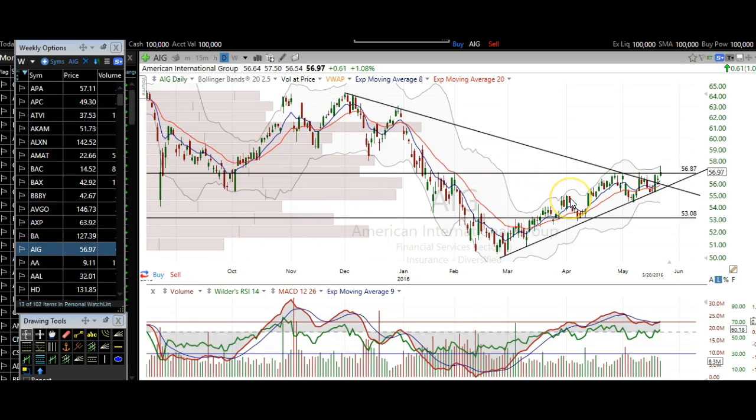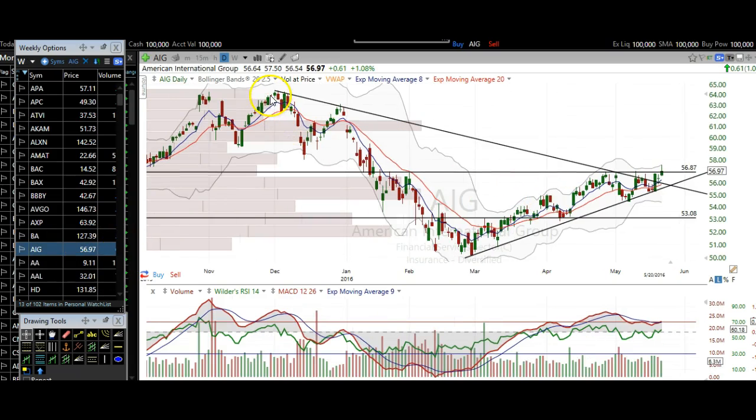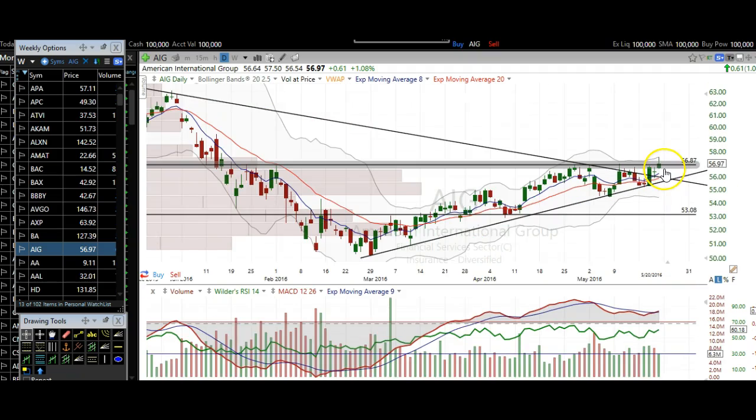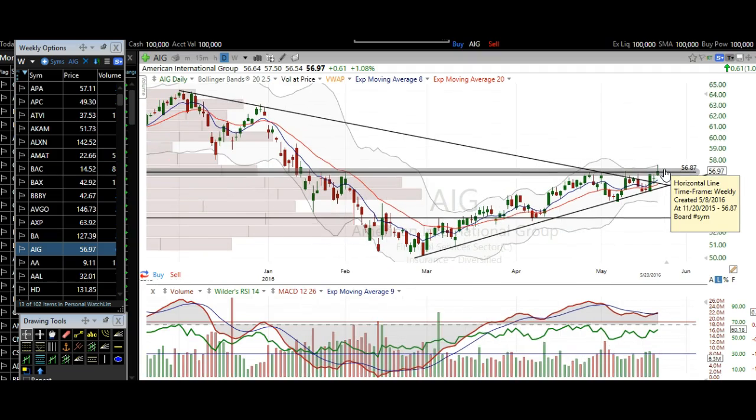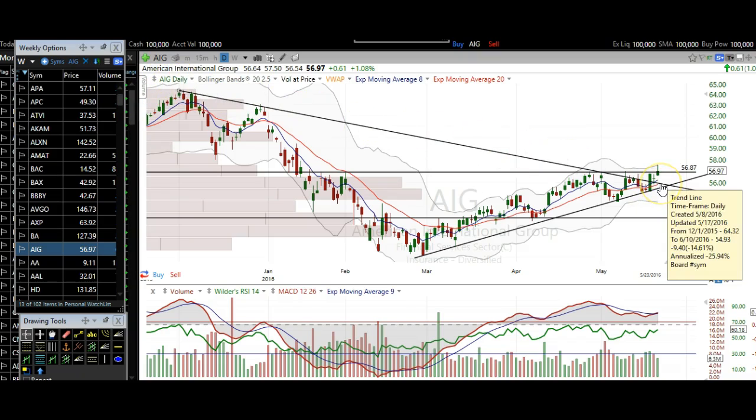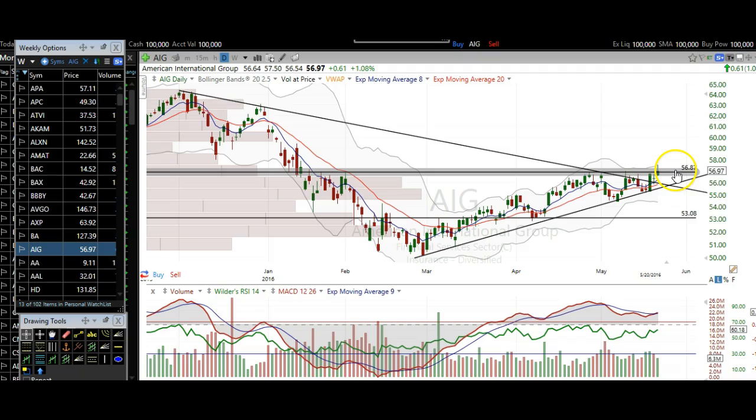Next, I want to cover AIG. AIG broke over this downtrend line, as you can see with this candle here, and right now we're trying to break over this key resistance at about 57. So if we can close over 57, we're going to head higher. We've got this uptrend line right here that we're guiding the way up, as well as this downtrend line that we broke over as well. Next resistance, 57. If that breaks, we're going to head much higher.